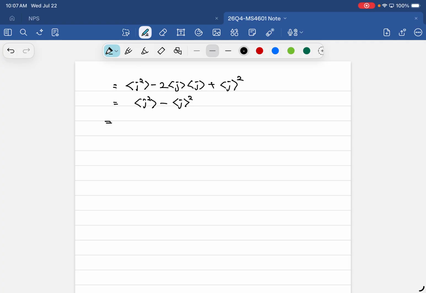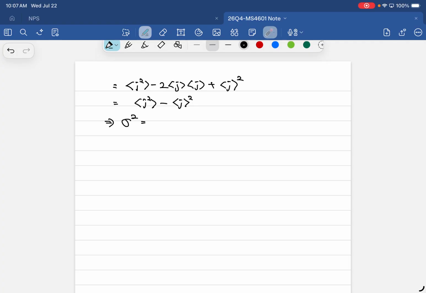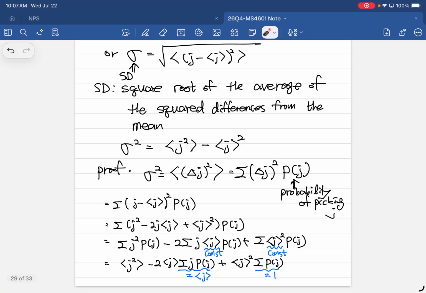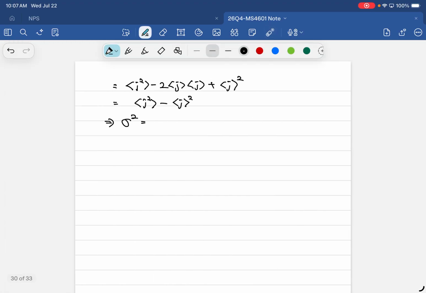So again, if we just write the full expression, this sigma squared is essentially where we started. It is the square root of the average of J squared minus the square of the average of J. Okay, so what does this mean?